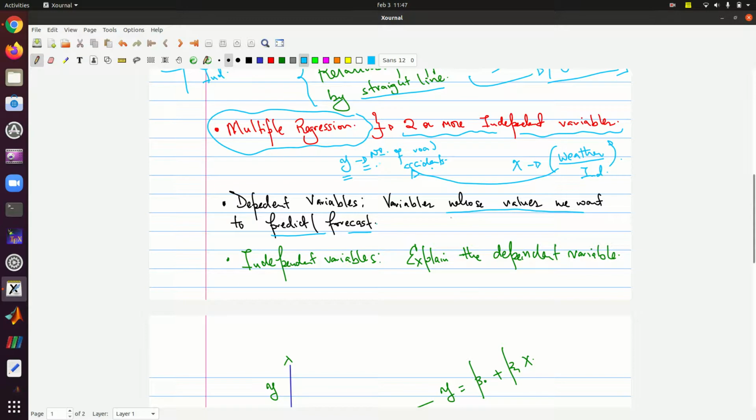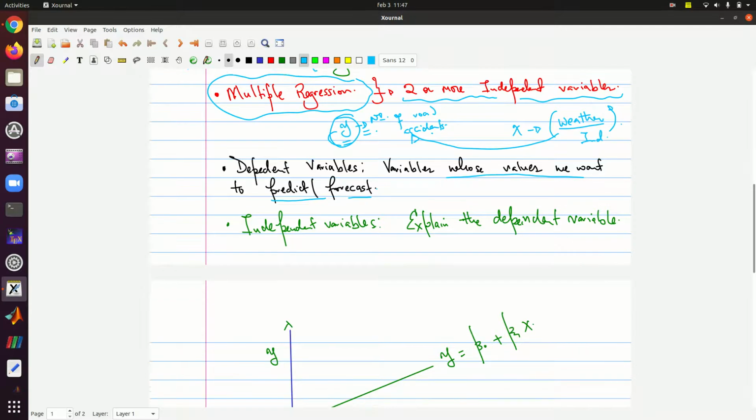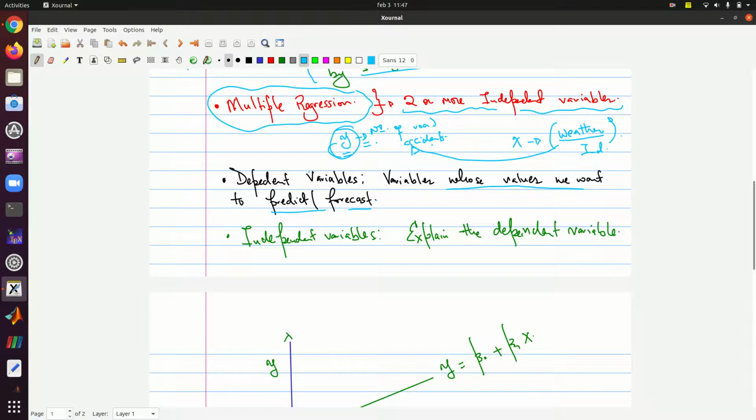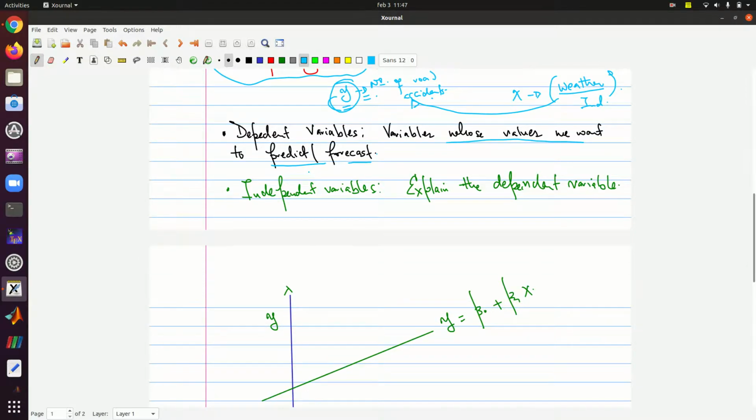So the dependent variable is that whose value we want to predict or forecast, i.e. we want to forecast or predict the number of accidents based on given data, in this case the weather conditions. It can be something else. And then the independent variable is what explains the dependent variable.